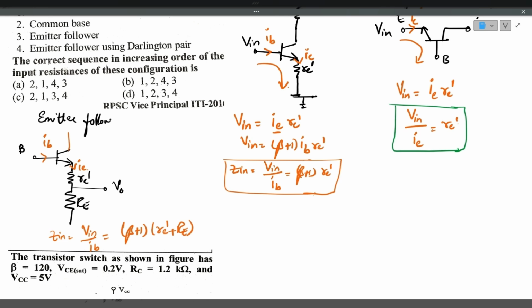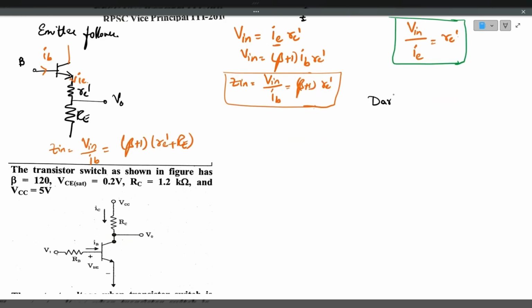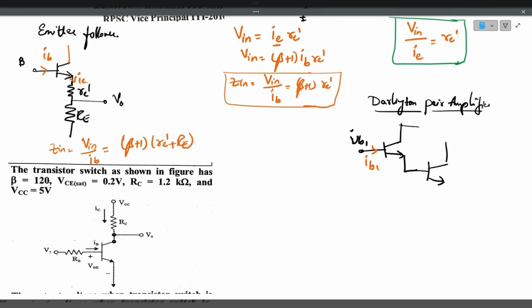Now last comes the Darlington pair amplifier. Now let's see the Darlington pair amplifier. In the Darlington pair amplifier, we have two common collector amplifiers connected back to back. This is the first common collector amplifier where input voltage is VB1, the input current is IB1. And this output is the emitter, which is given to the base of another transistor. Collector is connected to common VCC. Output is taken across this emitter.